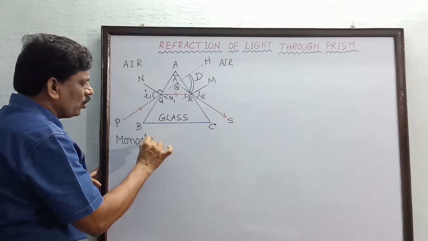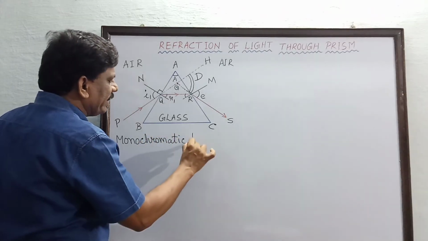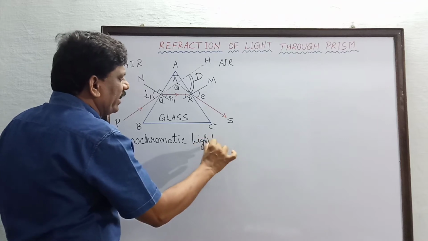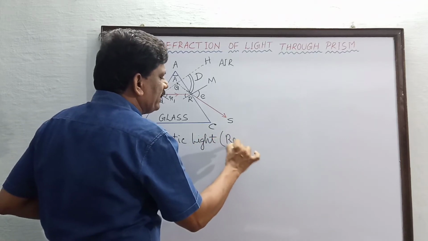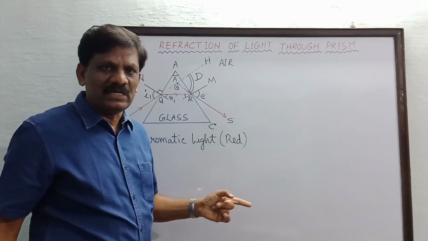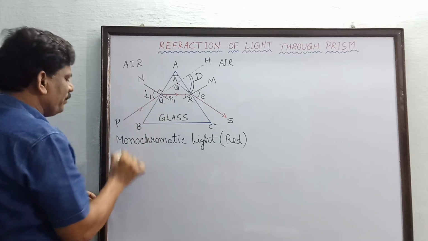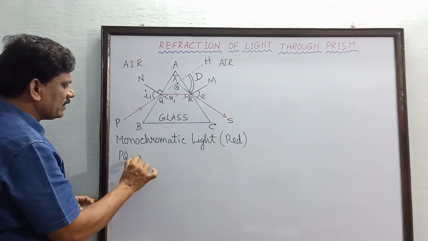Monochromatic light. And which color have we chosen? For example, in this experiment a red color light we have used. Okay. And here this is the angle of incidence, and PQ is now called as what?